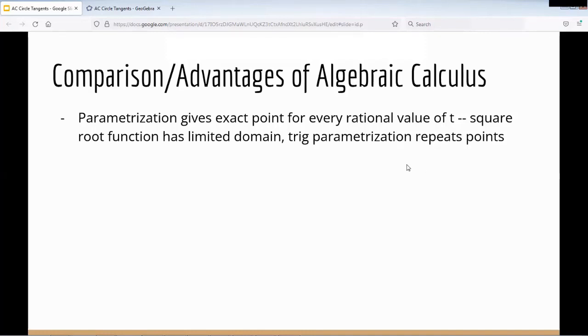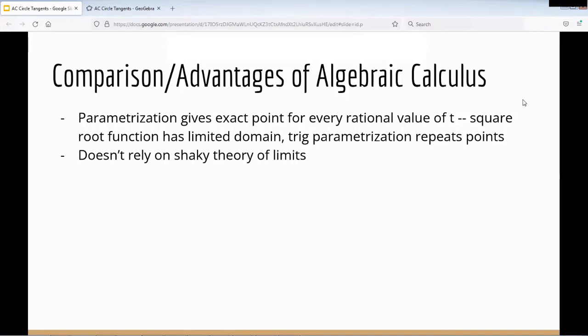And then in the case of the square root, you have this limited domain between -1 and 1. And in the trig function, you sort of go around the circle over and over and over again every 2 pi. And I just think that there's a certain elegance and a beauty and an efficiency and an accuracy to the algebraic approach. You can see that we've come up with a way to get these tangent lines that does not rely on limits.